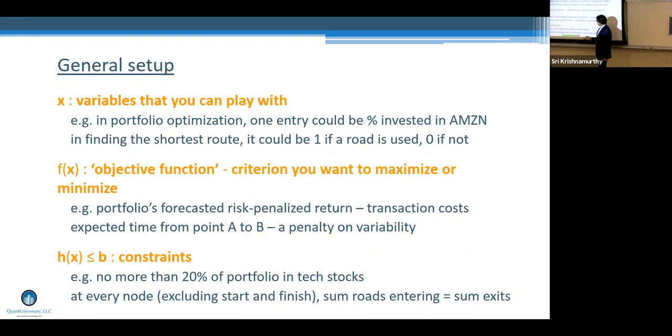These constraints in a portfolio say you can't invest more than 20% of the portfolio in tech stocks. If we're doing the shortest path, on all the nodes that are not at the start or the end, you want to make sure that whatever is coming in goes out. Otherwise, your car is stopping there and just remaining there while you're solving it. So you have some constraints and variables and an objective function.